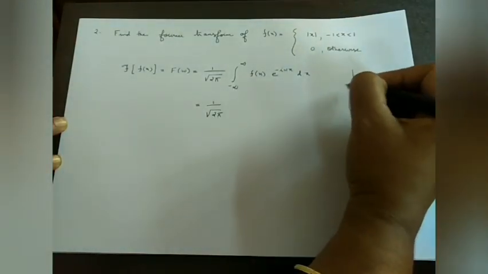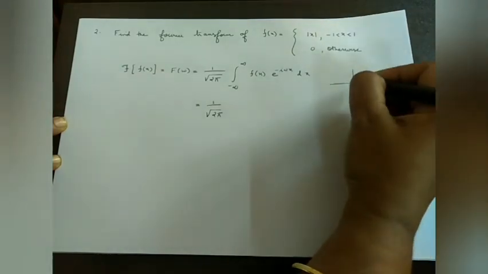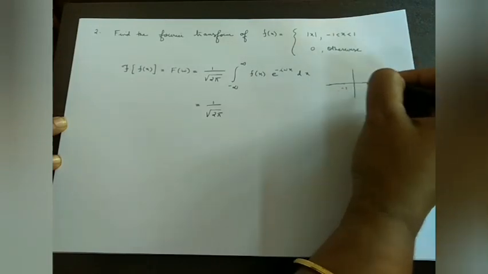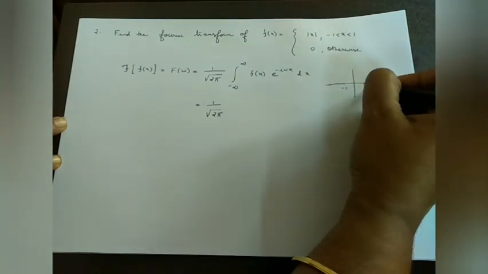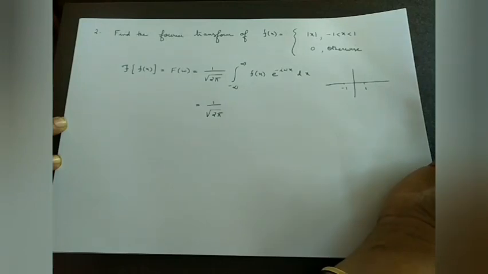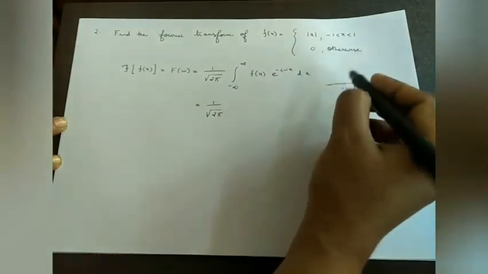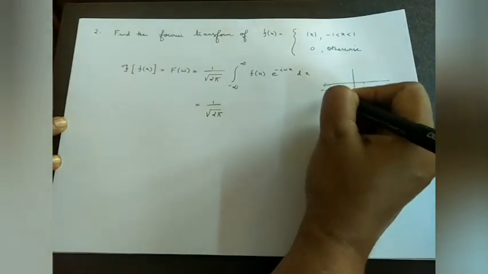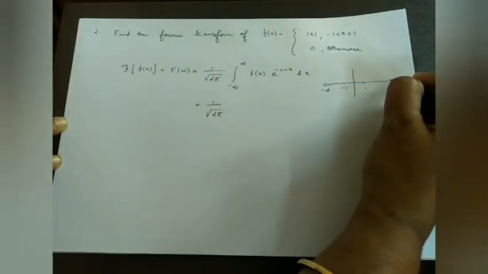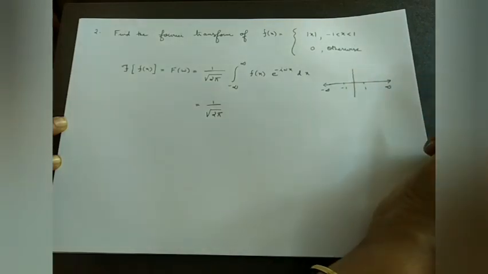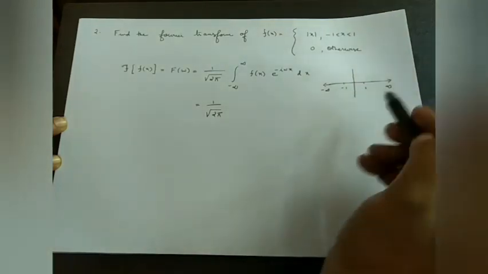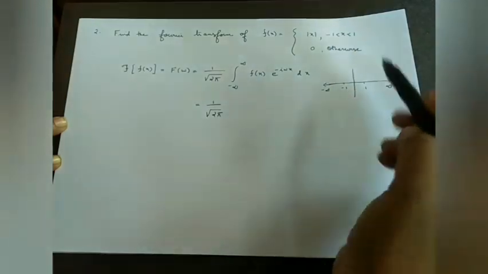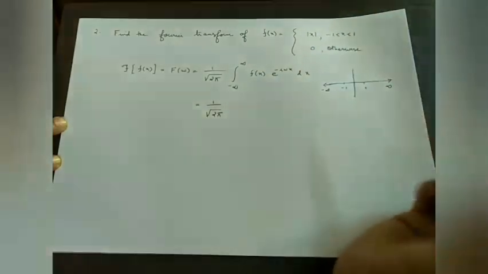That means we can draw here from minus 1 to 1, the value of the function is mod x. Okay. Otherwise means from minus infinity to minus 1, the value of the function is 0. And from 1 to infinity also, the value of the function is 0. The function has value only when x lies in between minus 1 and 1, and it is mod x.